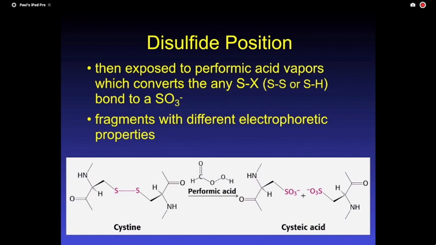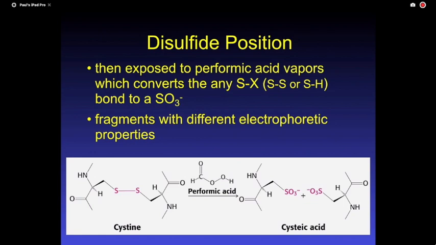And then what you're going to do is something really odd. You're going to treat the gel with performic acid vapors. What performic acid will do is break and oxidize the cysteines. Then you take that gel that's separated this way, and you flip it on its side. And you run the electrophoresis again under the same conditions. So wherever that peptide went, it'll start moving again.